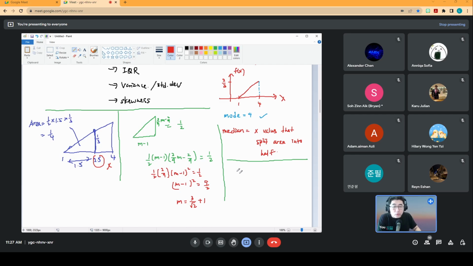3 point something. So let's see whether it's correct or not. If m equals 3 over square root 2 plus 1, the bottom here has a length of 3 over square root 2. Then the height here will be m minus 1 times 2 divided by 9, so square root 2 over 3. Okay, the area equals 1/2 times base times height, so it's 1/2. So this is the answer: 3 over square root 2 plus 1.